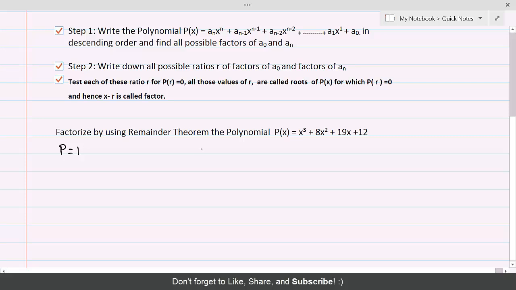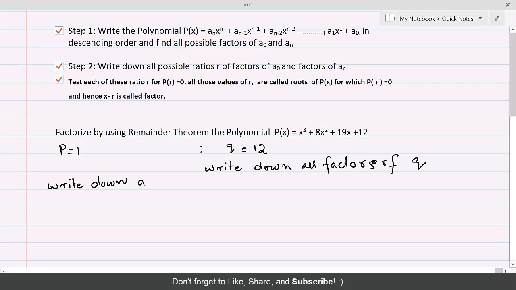And we also want to take a look at the lowest degree term, which is the constant, and let's name it as q, and this is equal to 12. It is important to identify the coefficient of the highest degree term and the last term, meaning the constant term, and write down all factors of q. Write down all factors of p.